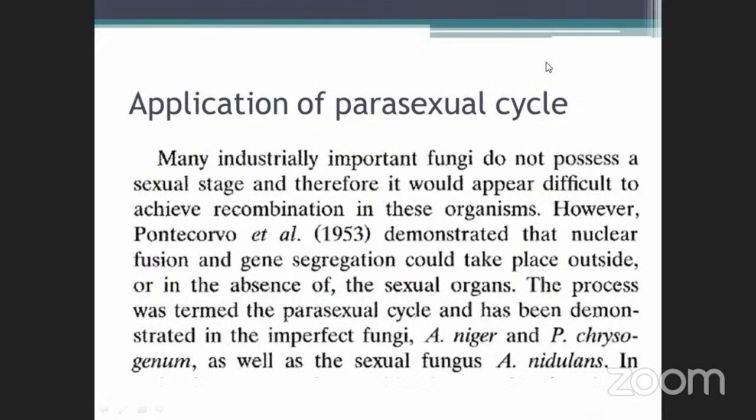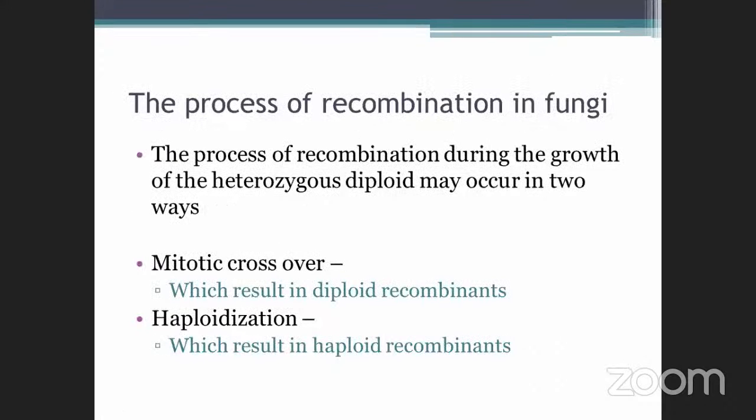There is some limitation, because the parasexual cycle has been demonstrated only in imperfect fungi, like the Penicillium group of fungi and the Aspergillus group of fungi. Other fungi, it is not accidentally found.